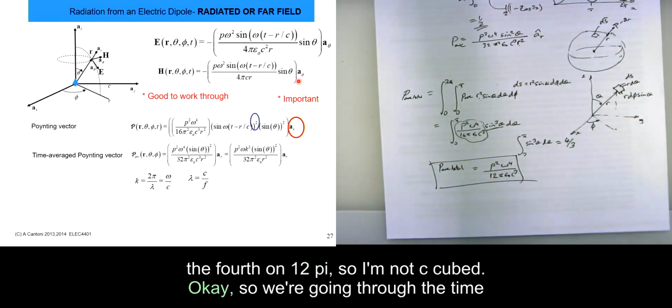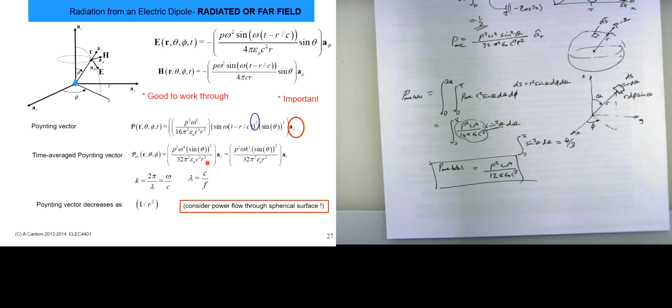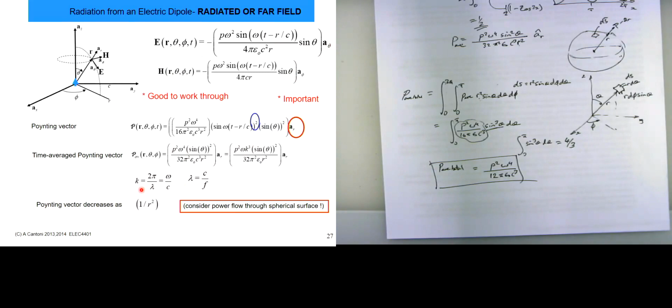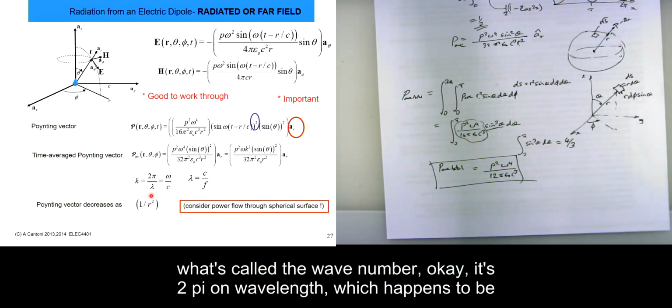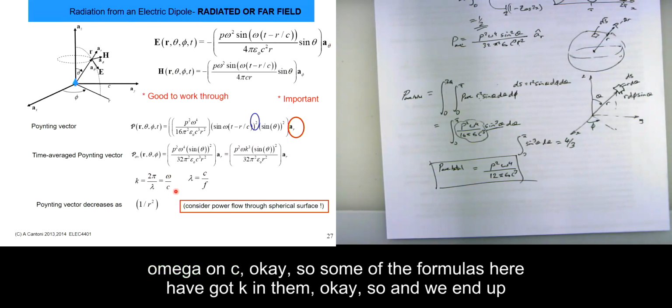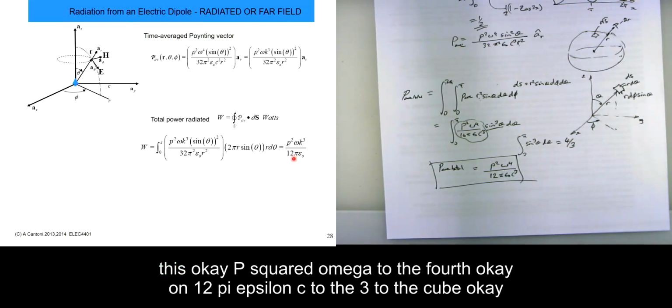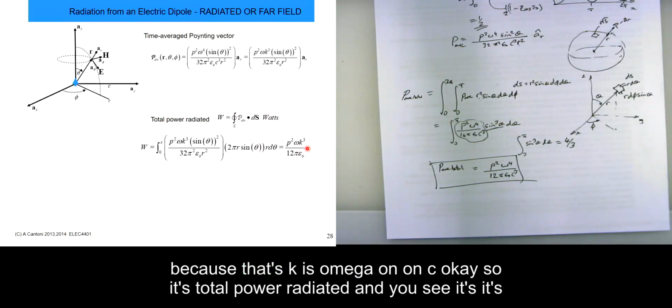So we're going through the time average. Just note that sometimes this k has been brought in. k is what's called the wave number. It's 2 pi on the wavelength, which happens to be omega on c. So some of the formulas here have got k in them. We end up with this: p squared omega to the 4th on 12 pi epsilon naught c cubed, because k is omega on c.